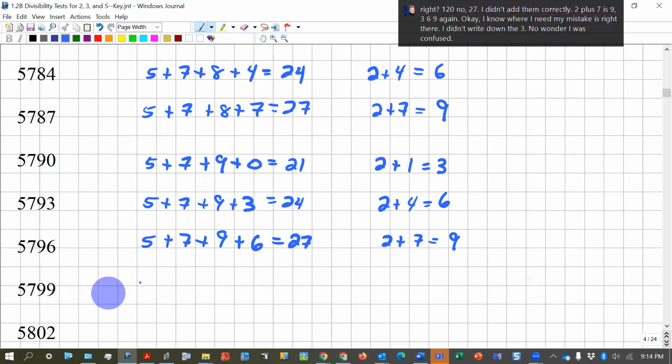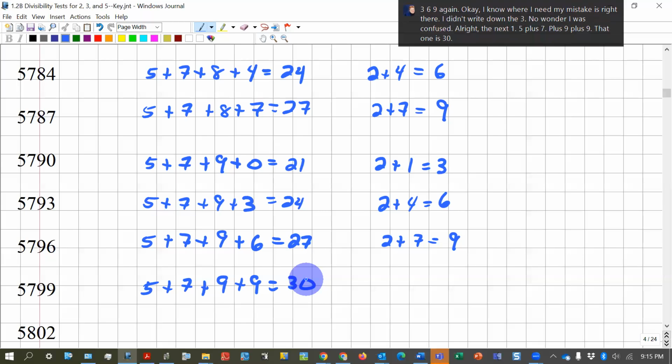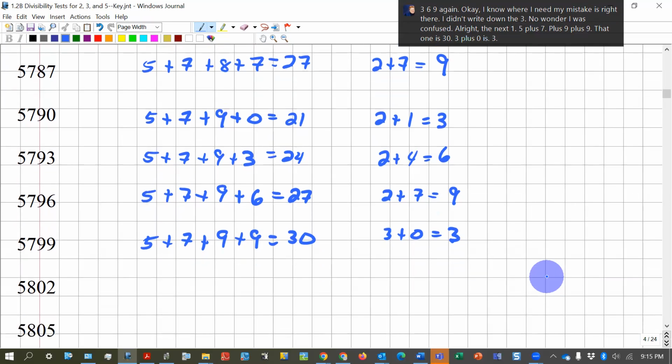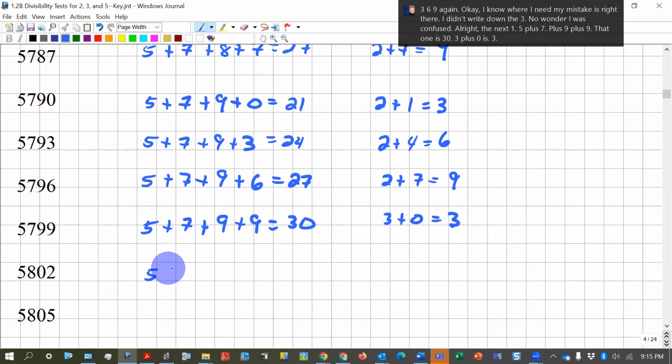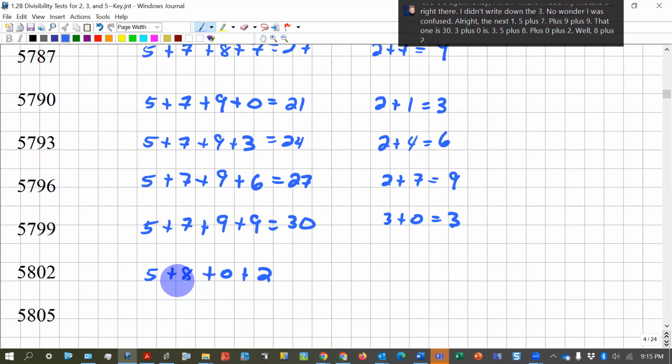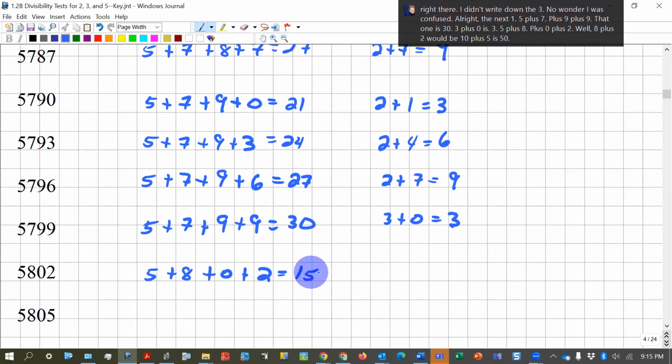All right, the next one. 5 plus 7 plus 9 plus 9. That one is 30. 3 plus 0 is 3. 5 plus 8 plus 0 plus 2. Well, 8 plus 2 would be 10, plus 5 is 15. 1 plus 5 is 6.